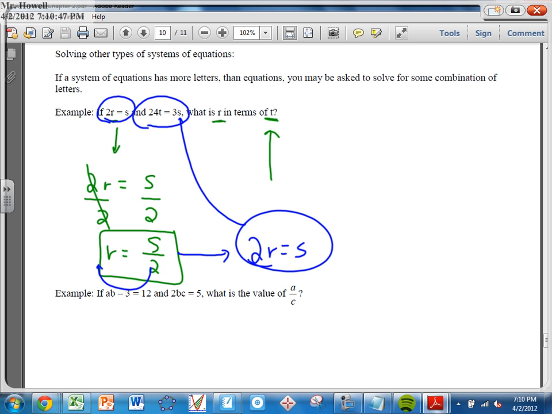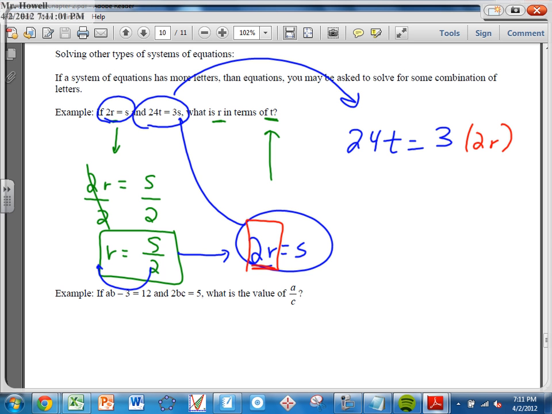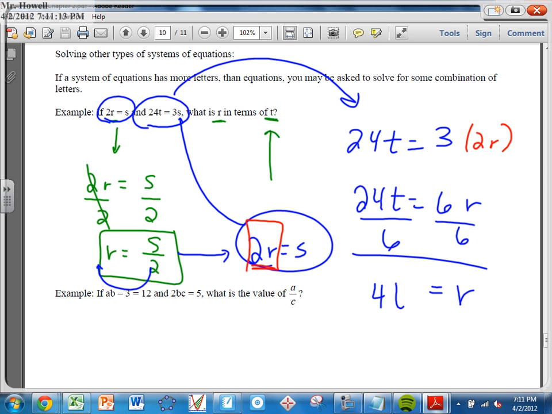So we take this equation now, 24t equals 3s, and write it as 24t equals, not 3s, but instead of putting an s in there, I replace the s with 2r. So I put the 2r over here. And now I can solve for r in terms of t. 24t equals 6r, over 6 divided by 6, I get r equals 4t.